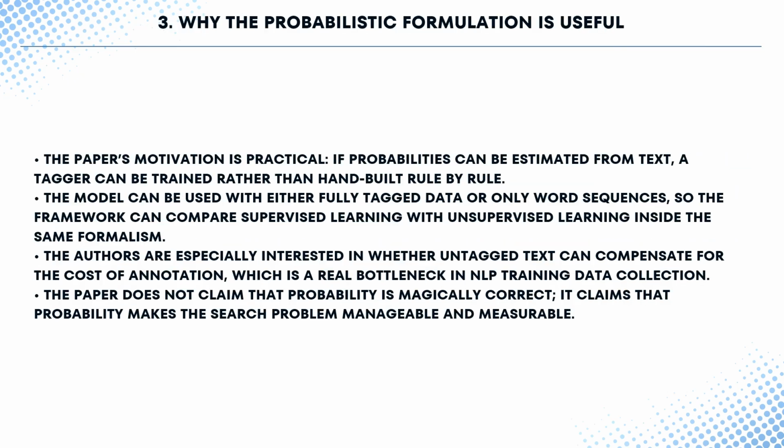Now, let's discuss why the probabilistic formulation is useful. First, if probabilities can be estimated, then the system can be trained instead of manually built, and this reduces reliance on handcrafted rules. Second, the same model works for both tagged and untagged data, and this is crucial because tagged data is expensive and untagged data is abundant. And third, the main motivation is practical, that it can reduce annotation cost by using untagged data. And the fourth one is the paper does not claim probability is perfect. Instead, it claims that probability makes the problem measurable and computationally manageable.